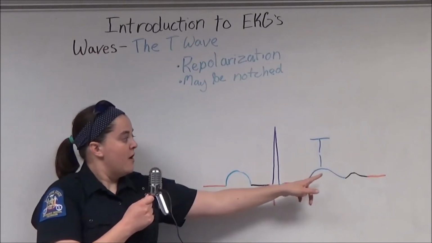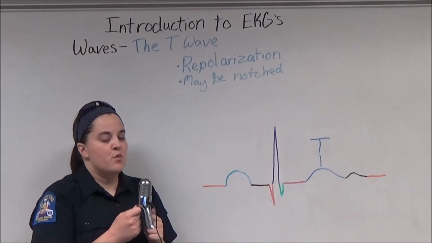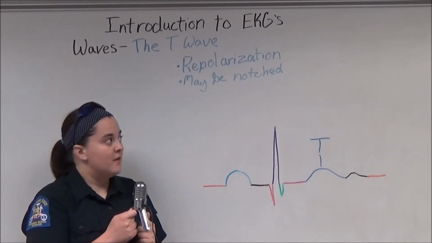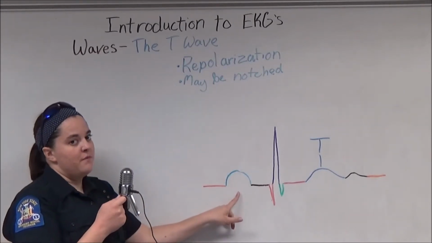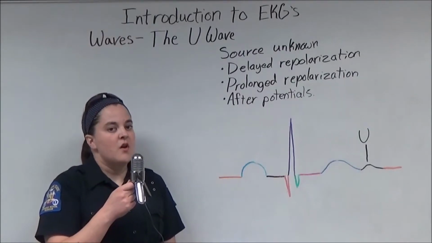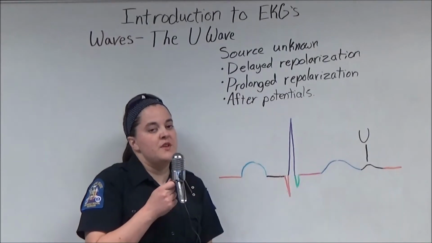The T wave follows the QRS complex and represents the repolarization of both of the ventricles. Much like the P wave, the T wave may be notched. Another wave, called the U wave, may or may not follow the T wave.